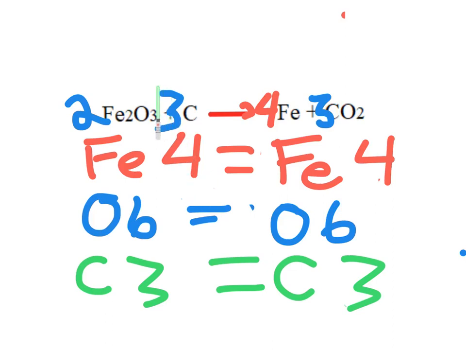On our left side, we have 3 times 1 is 3 carbon atoms. On our right side, 3 times 1, 3 carbon atoms. Once again, 3 carbon atoms, 3 carbon atoms, 6 oxygen atoms, 6 oxygen atoms, 4 iron, and 4 iron. So now we have a balanced equation.